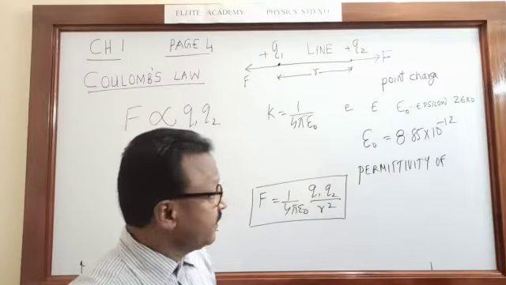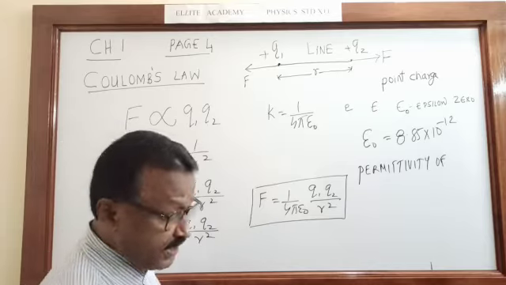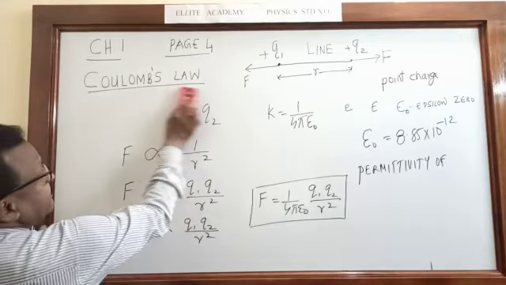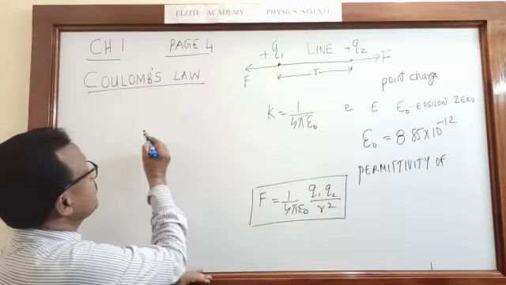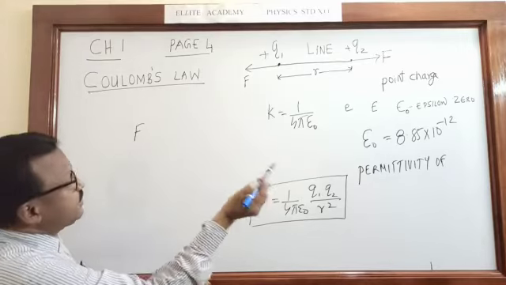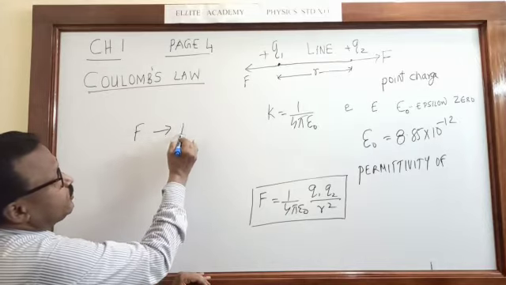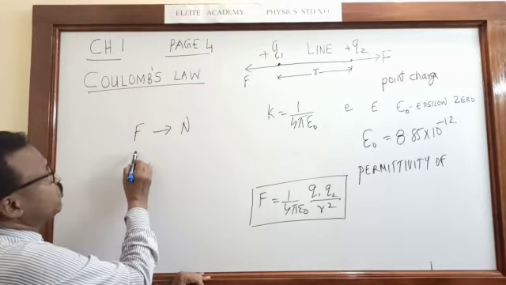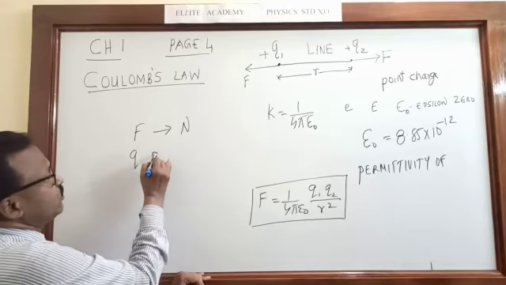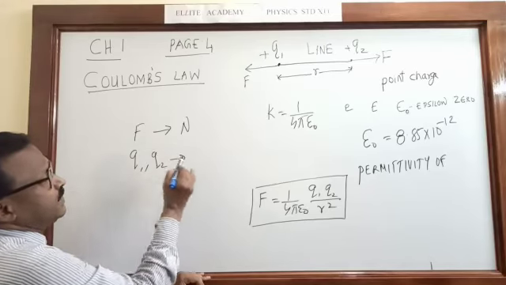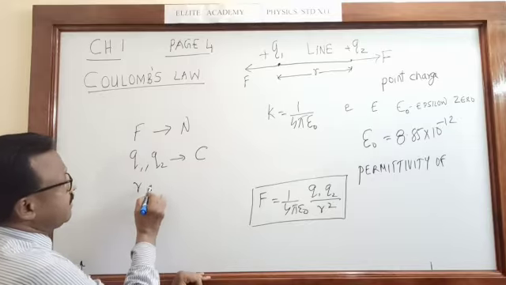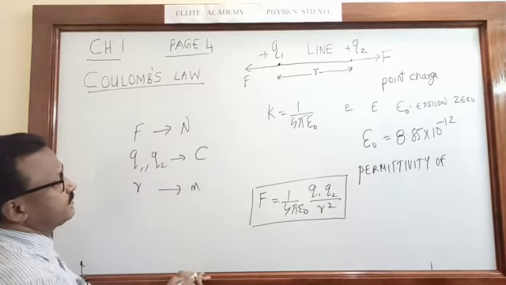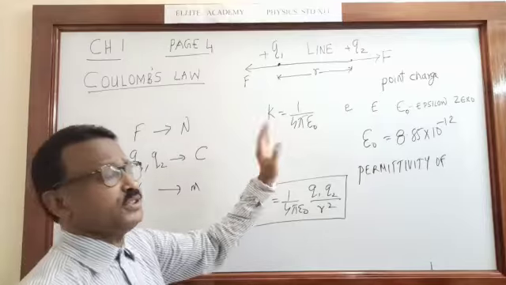Let us see, can we put it in a sentence? Before that, can we understand what are the terms? Definitely, I hope you are able to understand. F is the force between the charges. Unit of force is Newton. Q1 and Q2 are the charges. Unit of charge is Coulomb, if you write it as C. Distance R, unit is going to be meter. And epsilon 0 is a constant.